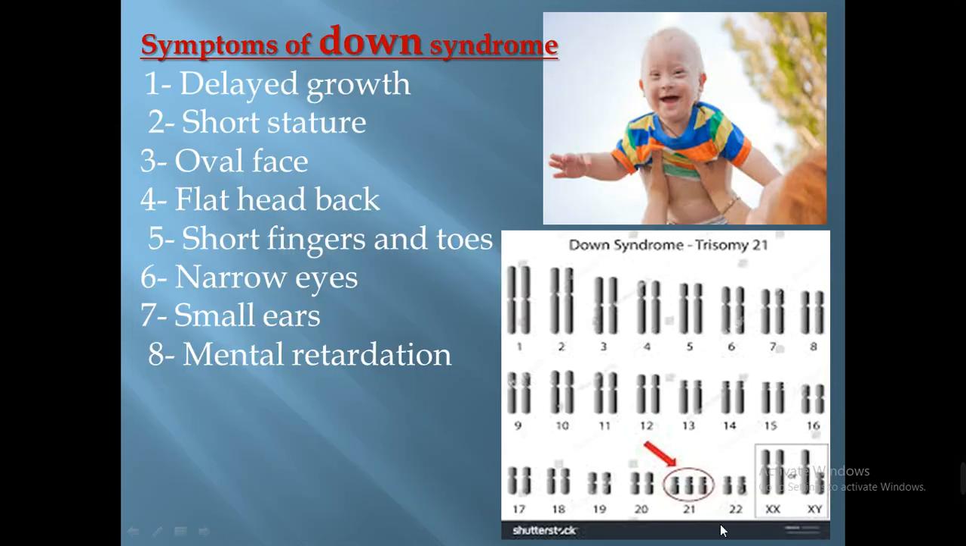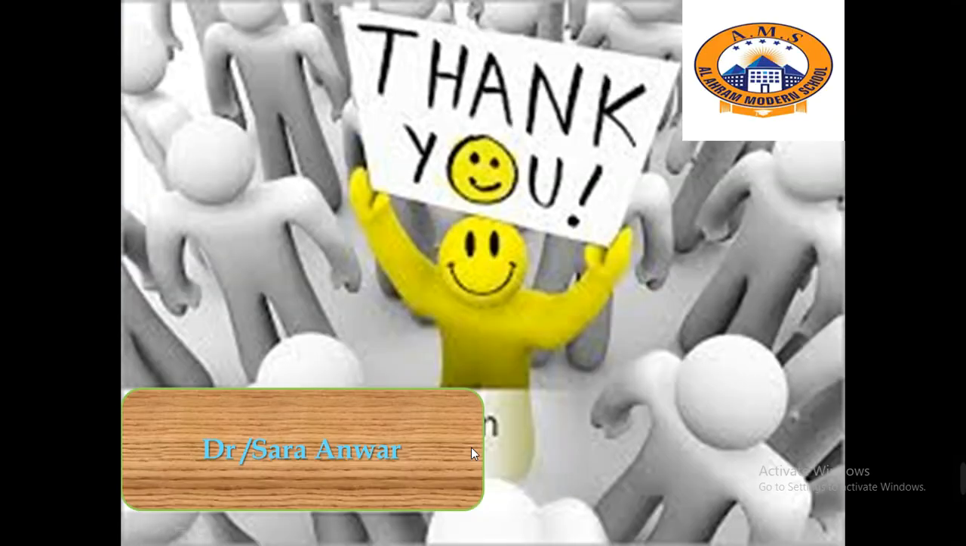The symptoms of Down syndrome: delayed growth, short stature, oval face, flat head back, short fingers and toes, narrow eyes, and small ears, and mental retardation for sure. Okay, here is the karyotype of Down syndrome. The pair of chromosome 21 has an extra copy of chromosome 21. So the karyotype here, instead of 46, will be 47 due to this extra chromosome. Thank you.